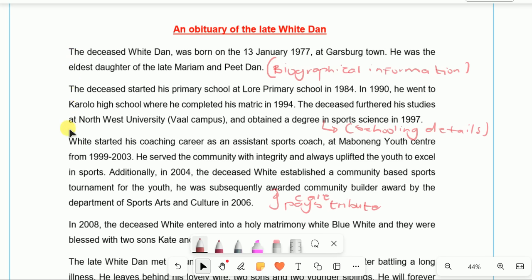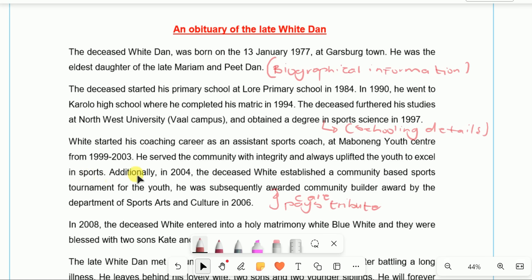So I don't want to sound redundant, where now every sentence I will say the deceased, the deceased. So here I just said White started his coaching career as an assistant sports coach at Maboneng Youth Center from 1999 to 2003. He served the community with integrity. Now here I'm paying tribute to the deceased. Remember, the question said that he was an active member of the community. So now here I'm including that here. He served the community with integrity and always uplifted the youth to excel in sports. Right? So I'm paying tribute to him by noting the most important things that he did for the community.